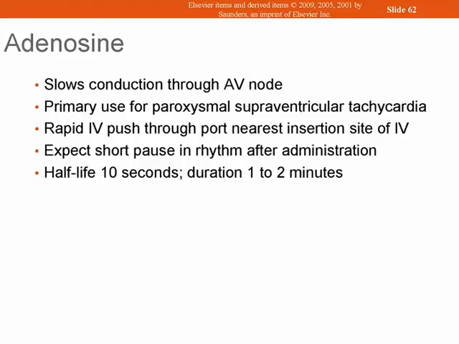Adenosine, or Adenocard, is a drug that slows the conduction of the impulse through the AV node. It's primarily used for paroxysmal supraventricular tachycardia, or paroxysmal SVT. You want to give a rapid IV push through a port nearest the insertion site of the IV. You want to flush very rapidly and forcefully with a 10 mL saline syringe afterwards. Raise the arm. You need to expect a very short pause in their rhythm once it's been administered.